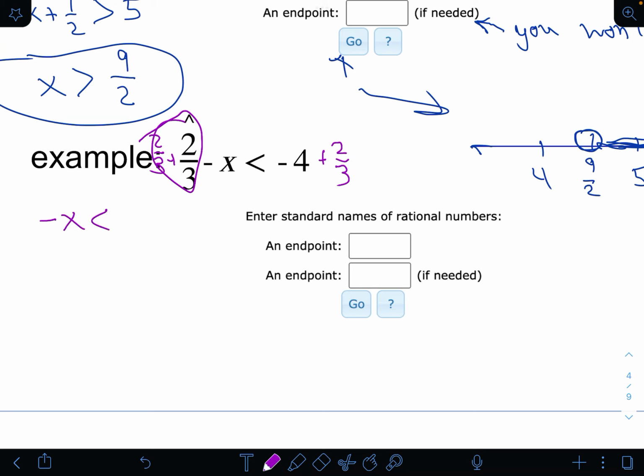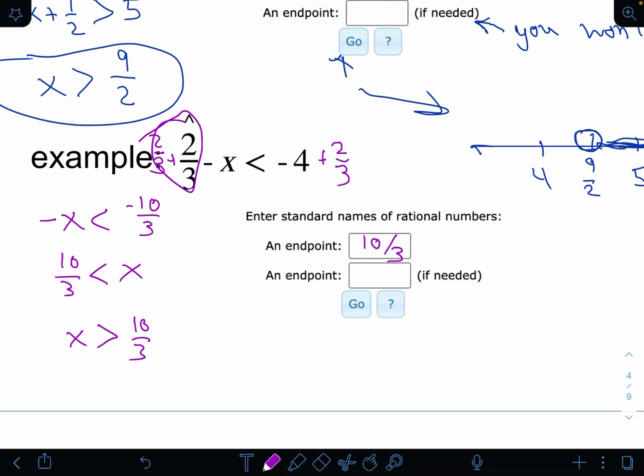So now I've got negative x is less than, and now I've got negative 4 plus 2/3. That's going to be negative 10/3. And so therefore, I know that 10/3 is less than x by order group property 4. So I can write x is greater than 10/3, like so.